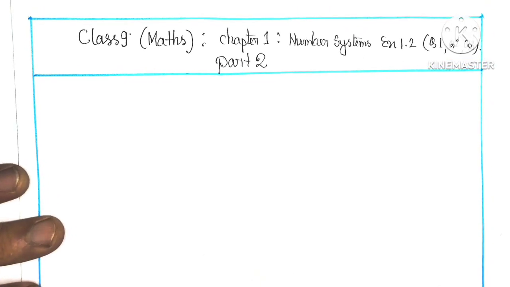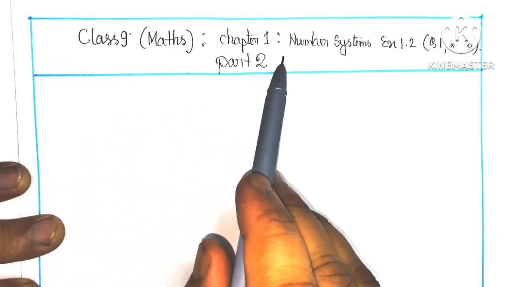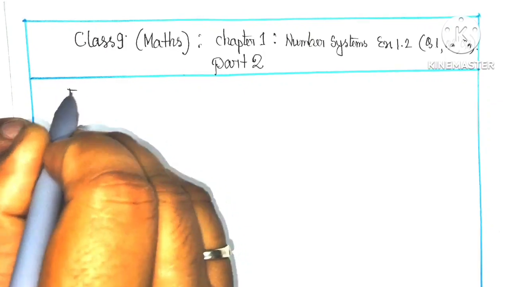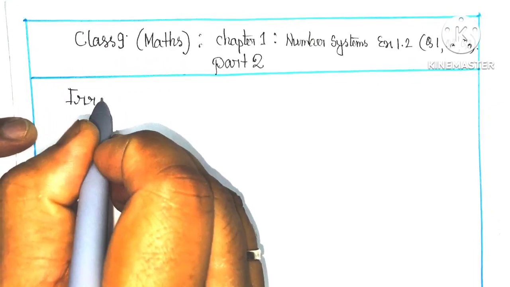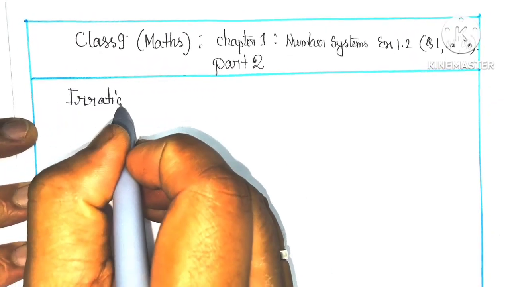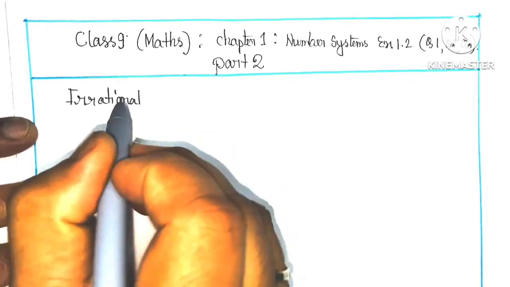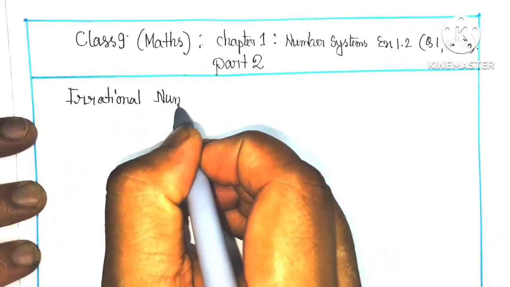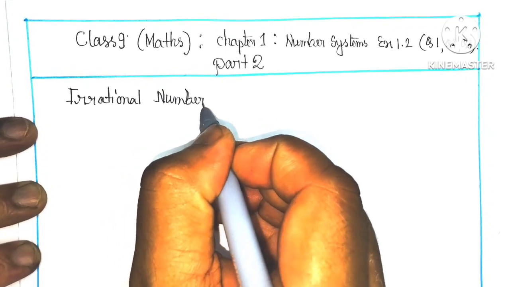Today I will discuss Class 9 Math Chapter 1 Number System. First, irrational number. An irrational number means a number that cannot be written in the form P by Q, so it is the opposite of a rational number.